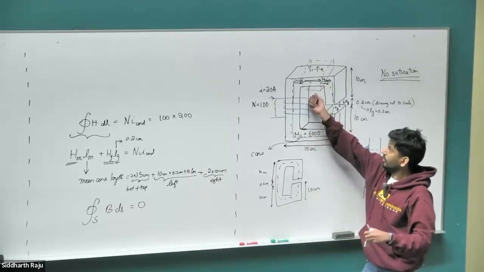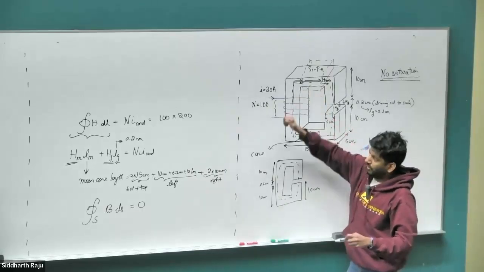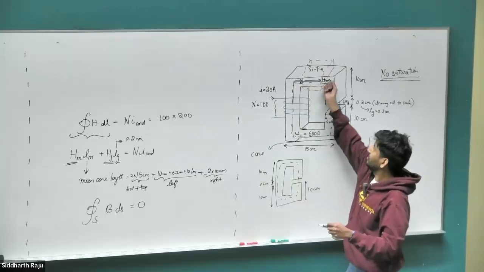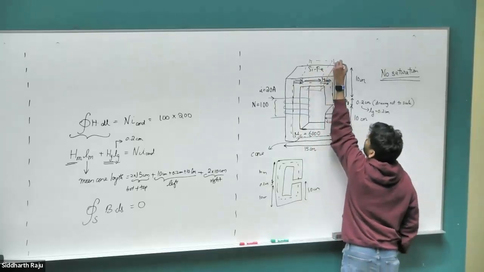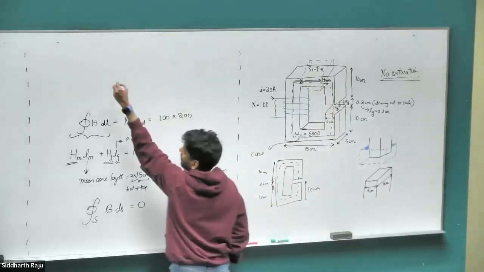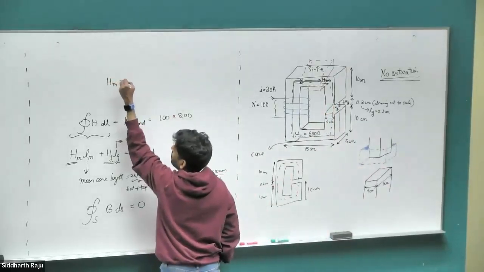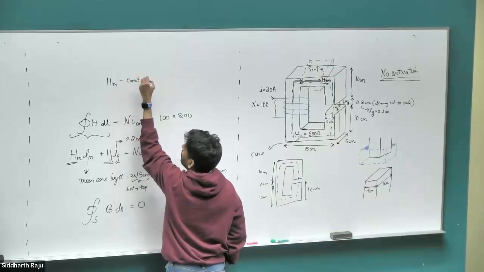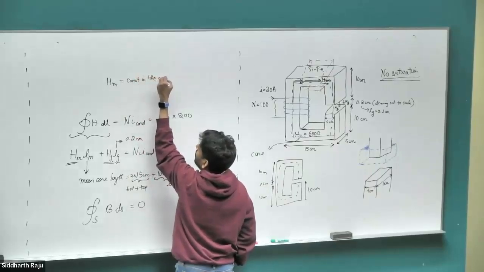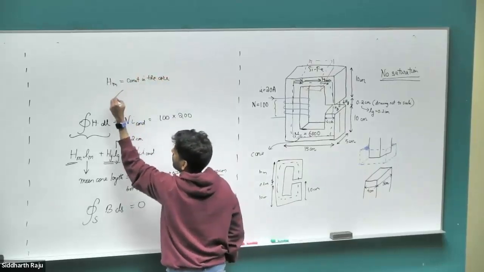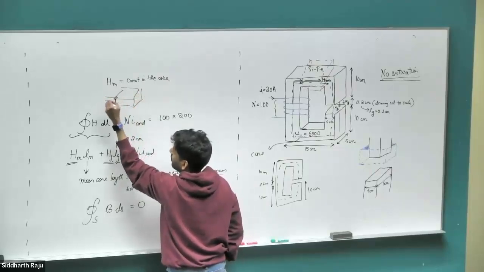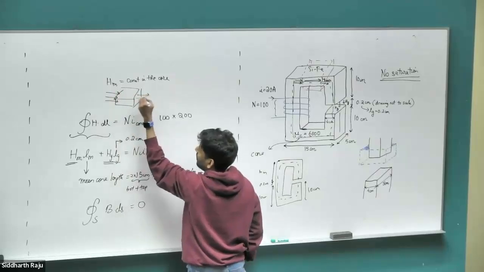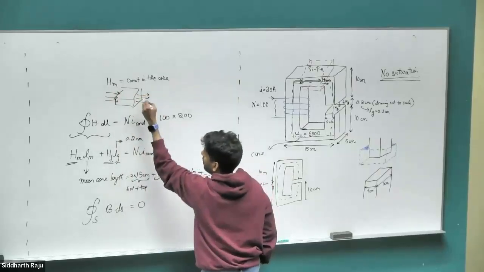Here that information is totally useless because we have already made the assumption that Hm on the left hand side is the same as the Hm on the right hand side, right? So what we have basically done when we said Hm is constant in the core, what we are saying is if I look at the flux coming in, it's going to be the same as the flux going out.